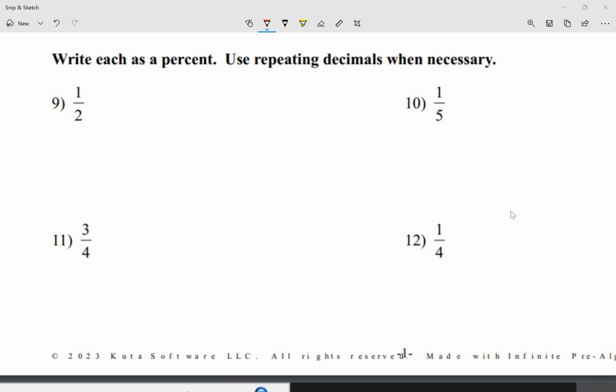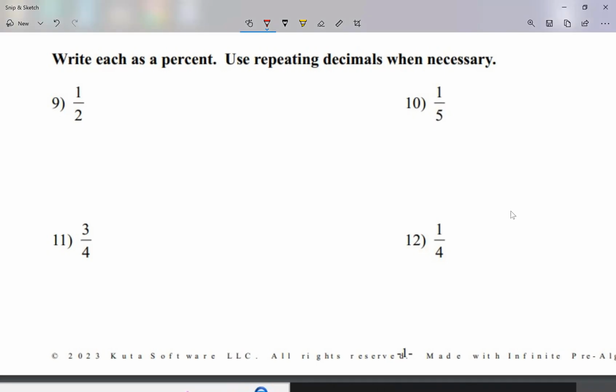What I'm going to do first of all is change it to a decimal. We know how to go from a fraction to a decimal. We know two ways, right? We use division or we use the denominator. I'm going to review both cases again, but let me change this to a decimal first. Okay, so questions 9 and 10, let me use division.